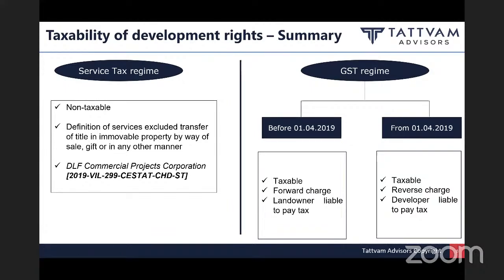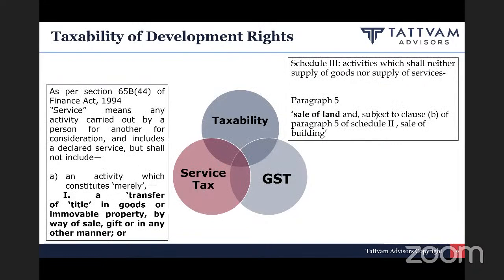In the service tax regime, the definition of service read as under, I am reading for the benefit of all. Service means any activity carried out by a person for another for consideration and includes a declared service, but shall not include an activity which constitutes merely a transfer of title in goods or immovable property by way of sale, gift, or in any other manner. So, transfer of title in immovable property by way of sale, gift, or in any other manner was outside the ambit of service tax.